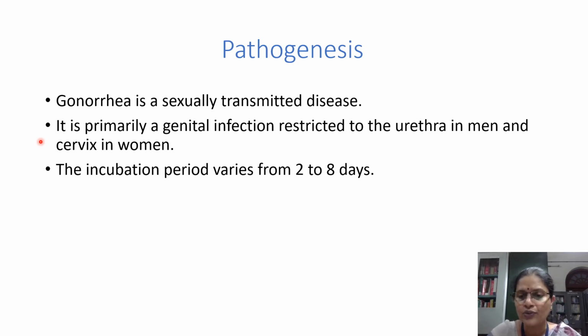Wherever they infect during sexual intercourse, there itself they get limited, they cause infection in that particular region only. So they are restricted to the urethra in case of men, and the cervix in case of women. And usually to show the symptoms of the infection, they take around 2 to 8 days. The incubation period is 2 to 8 days.